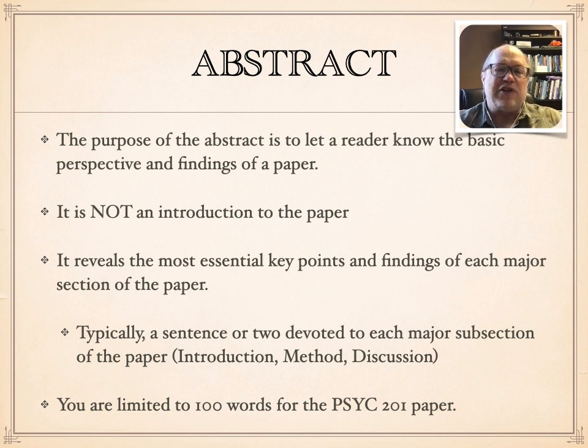That is, typically you're going to have a sentence or two, maybe three if necessary, for each major subsection of the paper, as much as you can within the limits that are quite stringent for abstracts, though the limits vary greatly from journal to journal. A sentence or two for each major subsection, so one for introduction, one for method, one for the discussion, one for the results, or more sentences if needed.